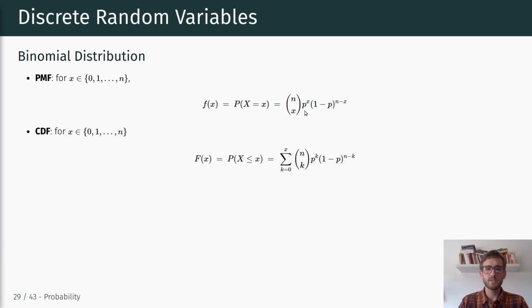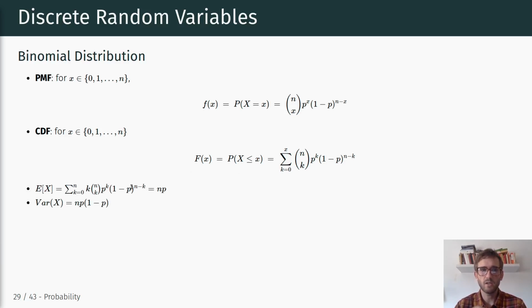The cumulative distribution function is then the sum of those probability mass functions from k equals 0 up to x, okay? And again, we have n choose k times p to the power of k times 1 minus p to the power of n minus k. So this is just summing up the probability mass function, or the individual probabilities of all events leading up to x, which gives us the probability of X being smaller or equal to small x. Okay.